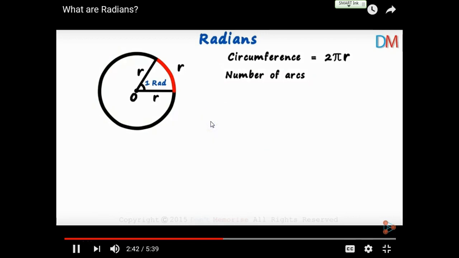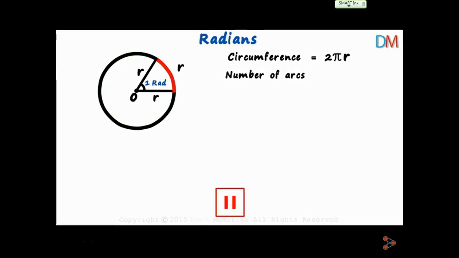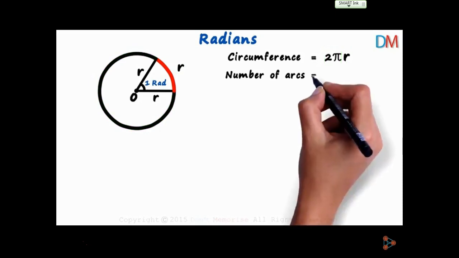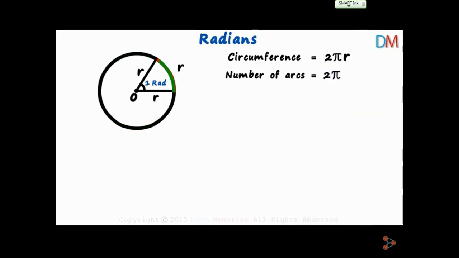Pause the video and see if you can work through this on your own. Man, every time. All right, so we already did that. So your guess was 6. The length of the arc is r, and the circumference is 2 pi r. Yes, 2 pi r. It means we would need 2 pi such arcs to cover the circumference. 2 pi arcs? What does that mean?